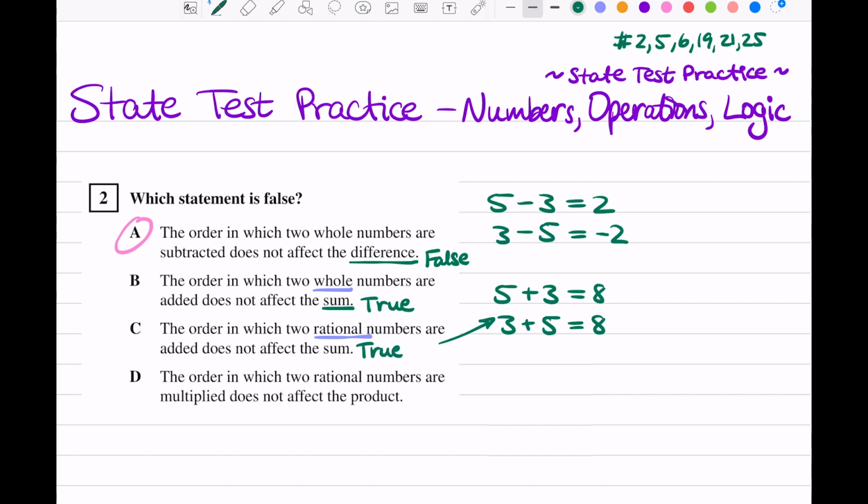Option D says the order in which two rational numbers are multiplied does not affect the product. When we're multiplying numbers, the answer is called the product. So let's multiply two numbers. We could say 5 and 3. Those are rational numbers. They can be represented as fractions. So 5 times 3 and 3 times 5. They both give us 15 because we can multiply numbers in any order. So the order in which two rational numbers are multiplied does not affect the product. That is true. So our question asked which statement is false. The only one that's false is option A.